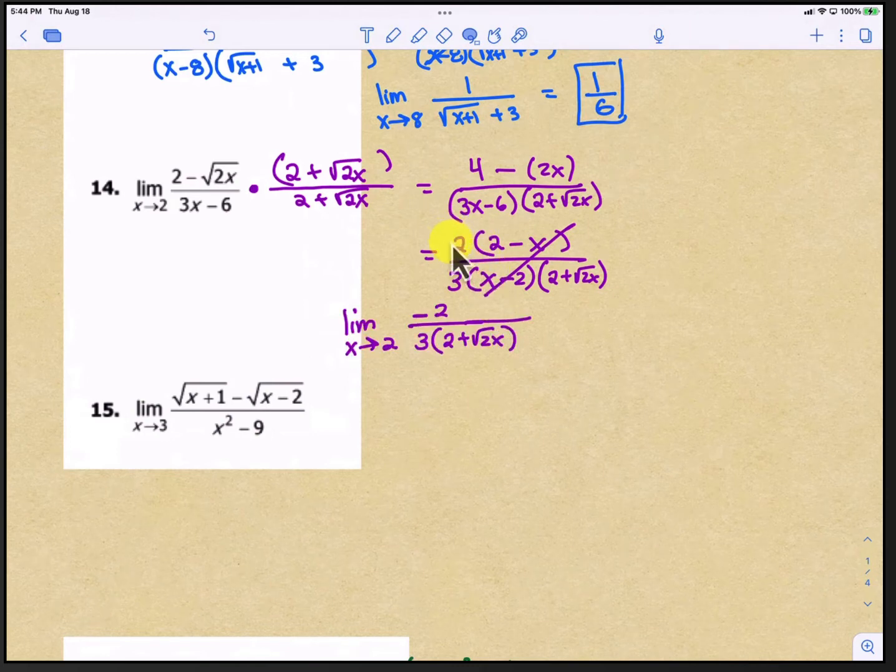So that means on the top we have 2 times negative 1, which is negative 2, all divided by 3 times the quantity in parentheses. Now we can do direct substitution. If you plug in 2 for x, that would be 2 times 2 is 4, and the square root of 4 is 2, and 2 plus 2 is 4, and 4 times 3 is 12. So that's negative 2 divided by 12, which reduces to negative 1 over 6. That's our final answer.